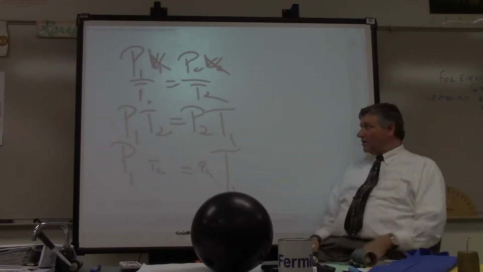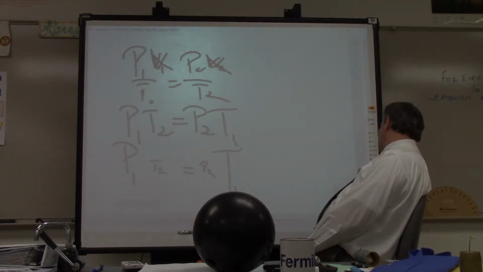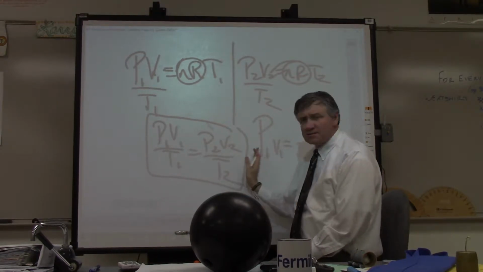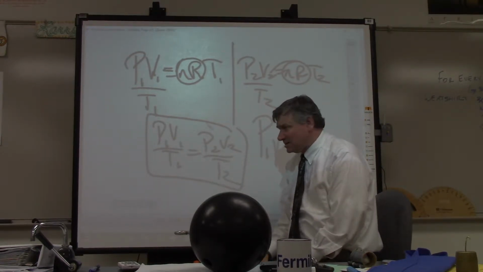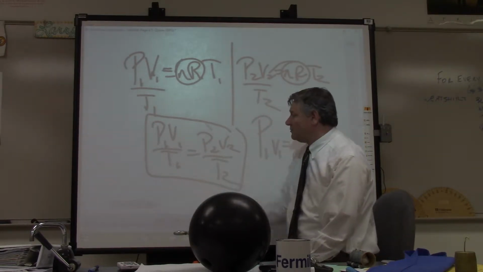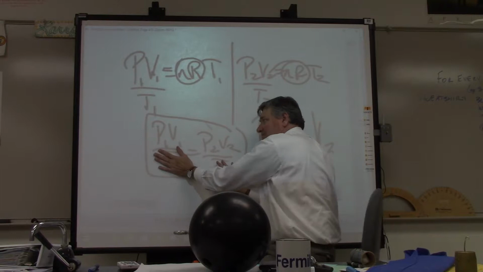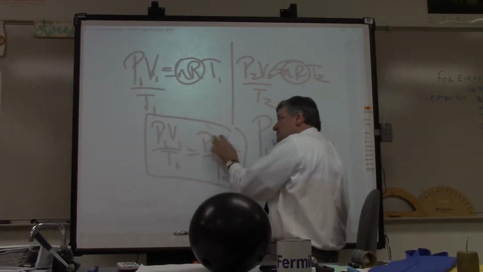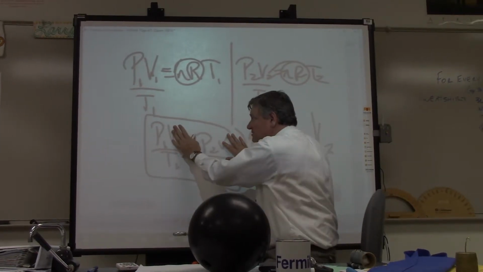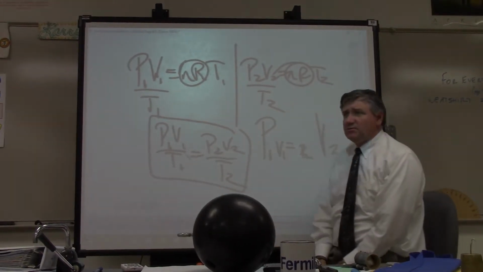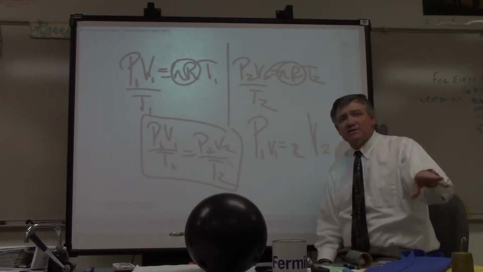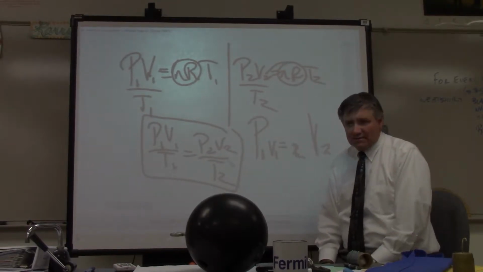Got this? So just go through and isolate whatever you're holding constant. If your pressures are the same, then you're looking at volume and temperature. If your temperatures are the same, P1 V1 equals P2 V2. If your volumes are the same, you've got P1 over T1 equals P2 over T2. If you get this, you can solve literally 99% of all problems involving gas laws.